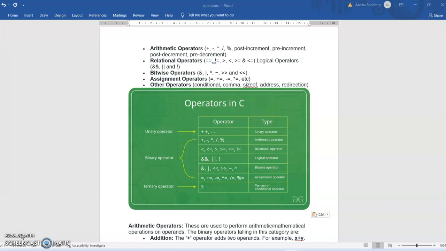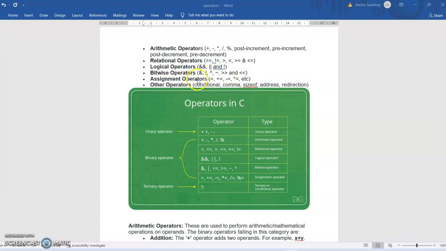And the logical operators are and, or, and not. These logical operators will be connecting two expressions. And next is the bitwise operators. These perform the operations on integer data, and this will be done on the bitwise data. That is, ones and zeros will be the inputs, and you will be performing the bitwise AND, bitwise OR, bitwise XOR, bitwise NOT, right shift and left shifts. These are the bitwise operators.